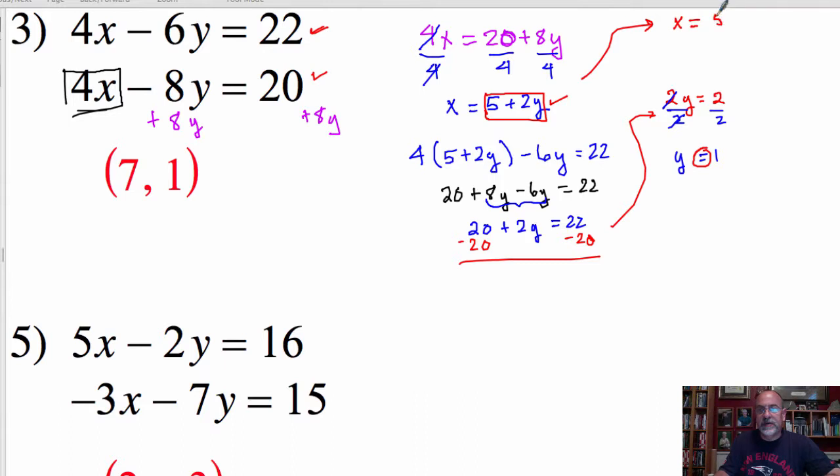So x is equal to 5 plus 2 times my y value, which is a 1. So that's going to give me 5 plus 2, so x is equal to 7. I don't know why I said y. These are x's. Okay, so this should be an x value and x. So my x is equal to 7. So I have my ordered pair of 7, 1 as my solution to my system.